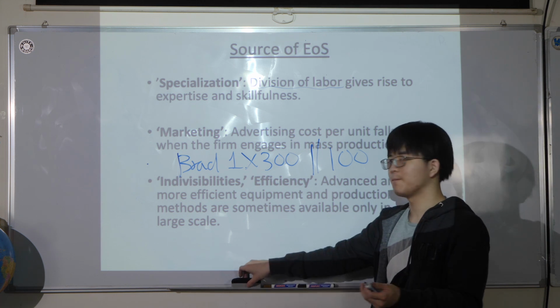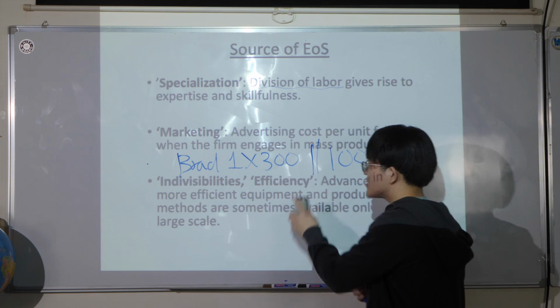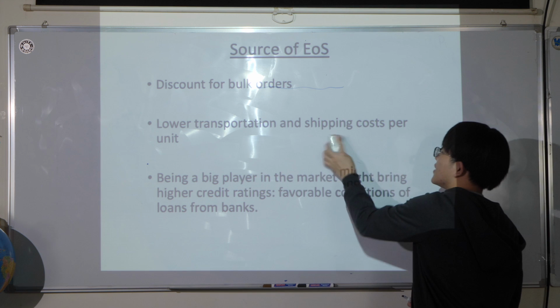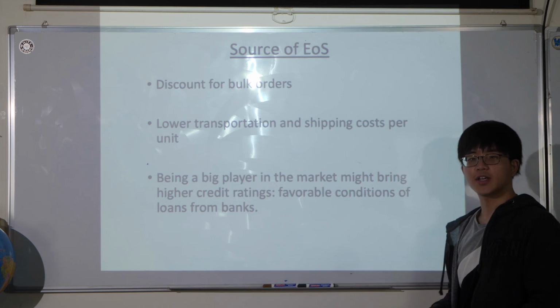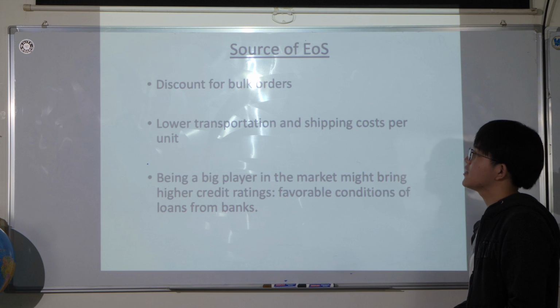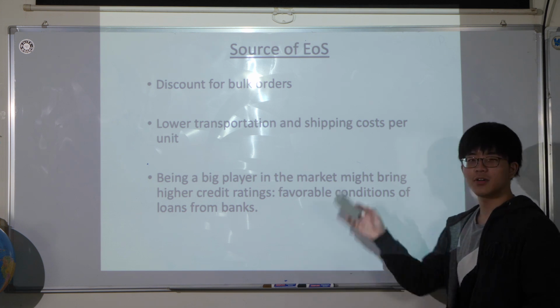Okay. Let's move on to the next slide. And here are some other things that you should understand for sources of economies of scale. First thing is discount for work orders.